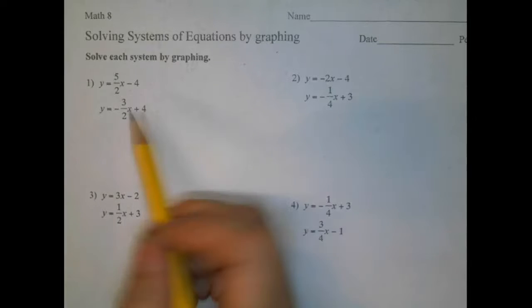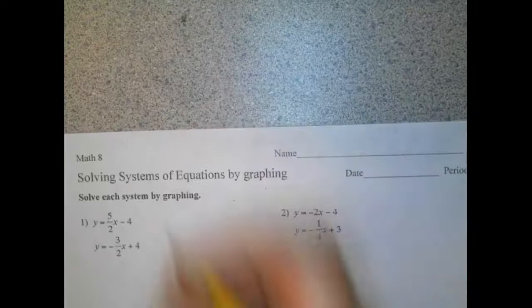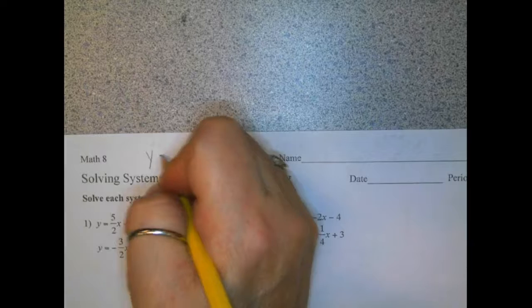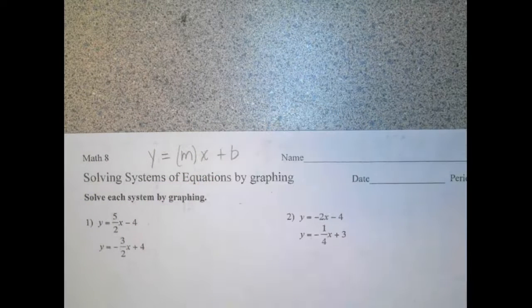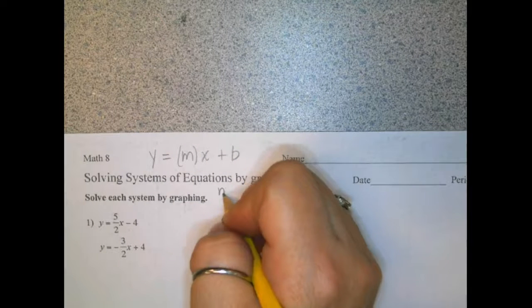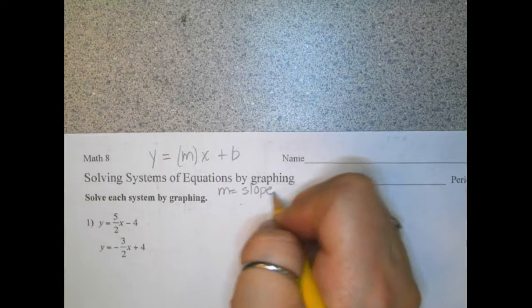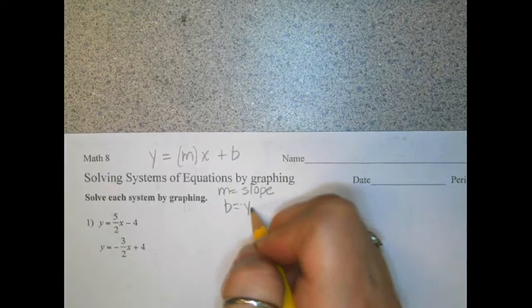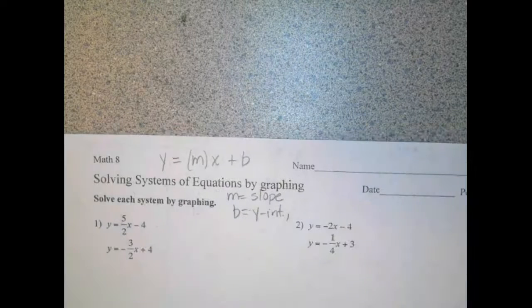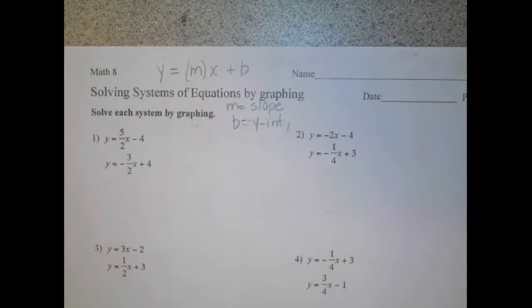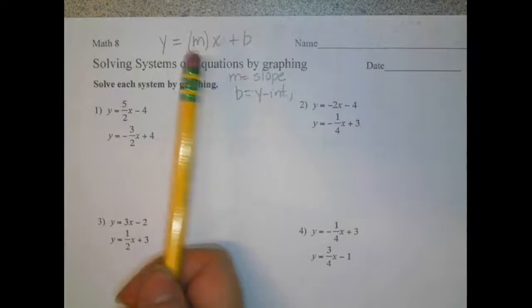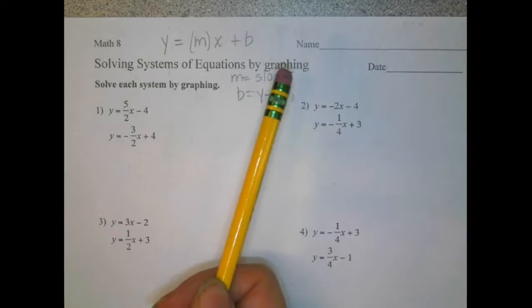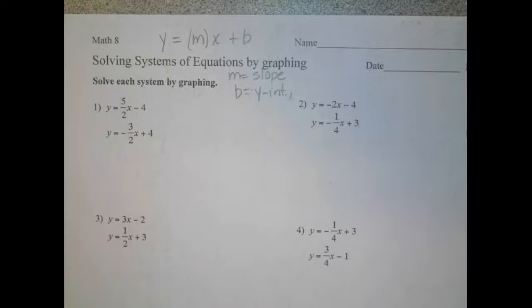Okay, so for this equation, if you remember, when we put things in slope-intercept form, y equals m times x plus b, right? And m is my slope, and b is my y-intercept. Okay, so that is important information. Knowing that this is slope-intercept form, knowing that m represents my slope, my rise over run, and knowing that b is my y-intercept, or where my line is going to cross the y-axis.